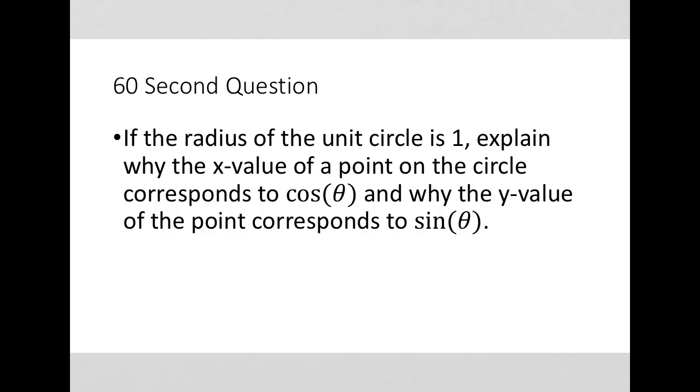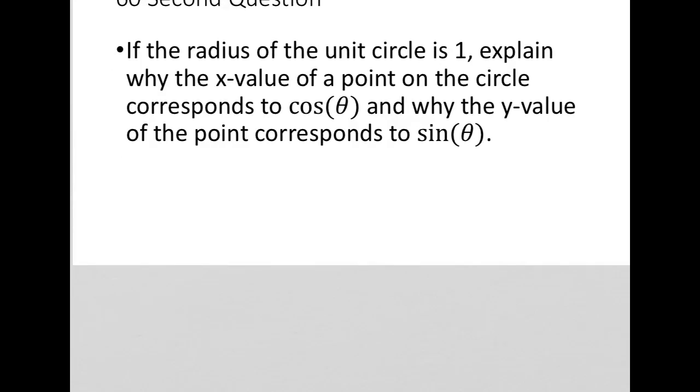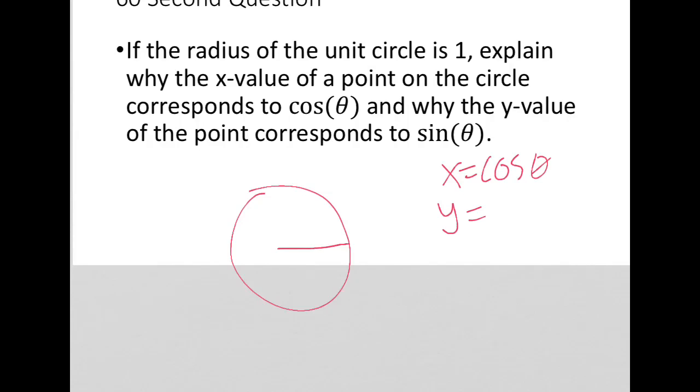So now we're going to talk about a big part of what we do with the unit circle. We know that on the unit circle, the radius is 1. That's why it's called a unit circle. And we want to explain why the x value of a point on the circle corresponds to cosine. So why is x equal to cosine of theta? And why is y equal to sine of theta? Specifically on the unit circle.